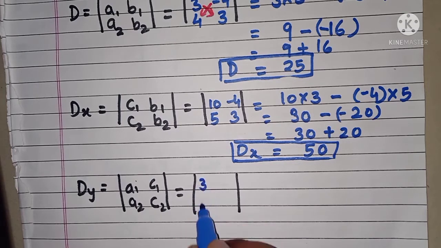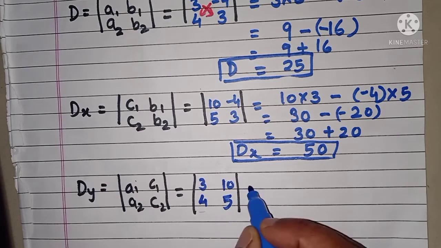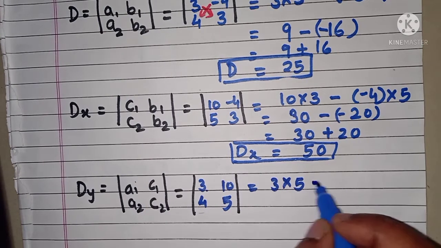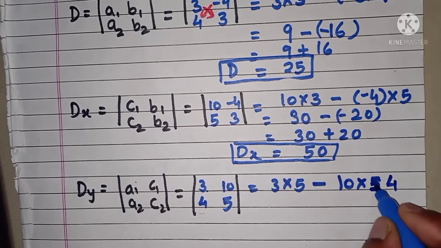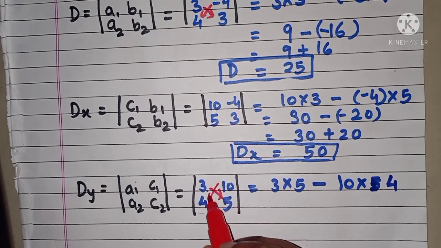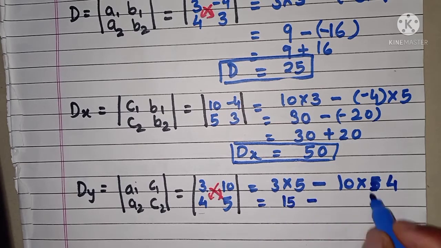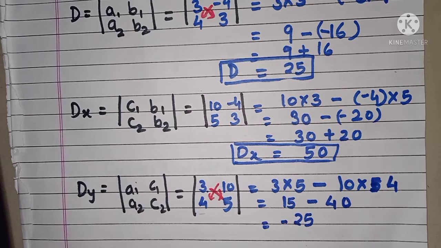Now we will substitute the values 3, 4, 10, 5. 3 5s are... minus 10 into 5. Sorry, this is 10 4s. Three 5s are 15, 10 4s are 40. Now you see a small number is subtracting from a bigger number, so it will come minus 25.